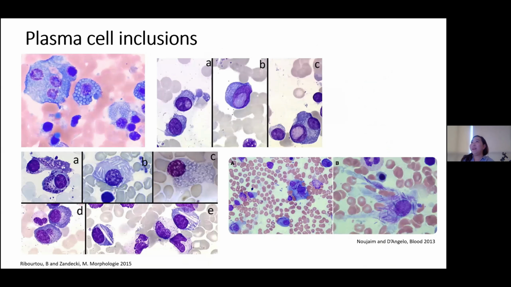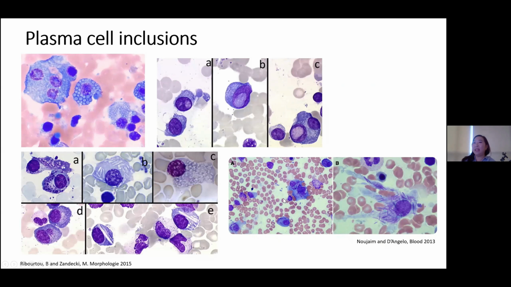And then you can have multiple different inclusions as well. These plasma cells have cytoplasmic vacuolations, granules, or crystals that sometimes resemble Auer rods even, and have been reported in the literature. And there are terms to describe this cytoplasmic immunoglobulin inclusion called Russell bodies, and if it's inside the nucleus, it's called Dutcher bodies.